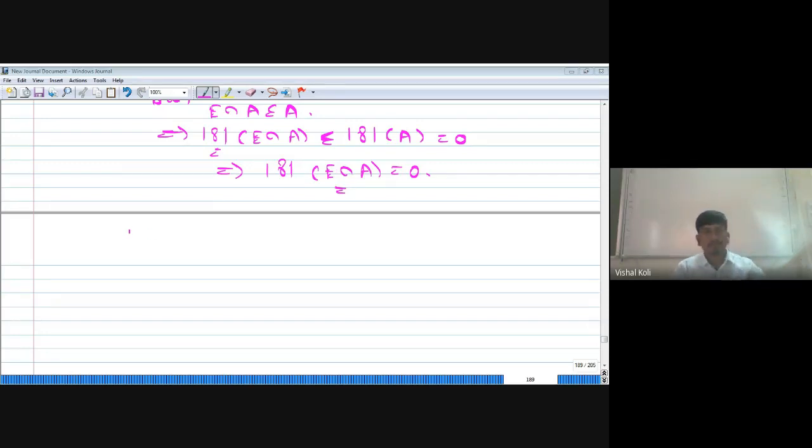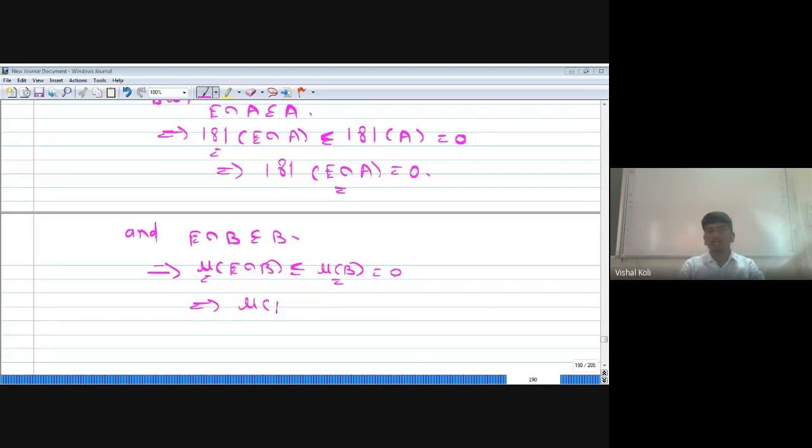Now, E intersection B is a subset of B, which implies measure of E intersection B is less than or equal to measure of B. But by the definition of mutually singular measures, measure of B is equal to 0. As measure of B is equal to 0 and mu is a measure, measure of E intersection B less than or equal to 0 implies measure of E intersection B must be equal to 0. So here we get measure of E intersection B is equal to 0.